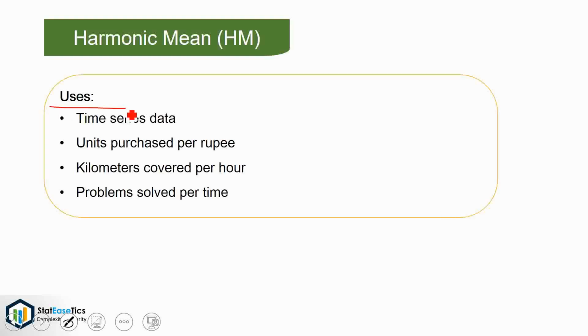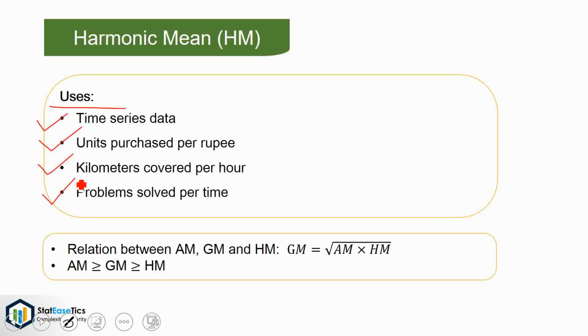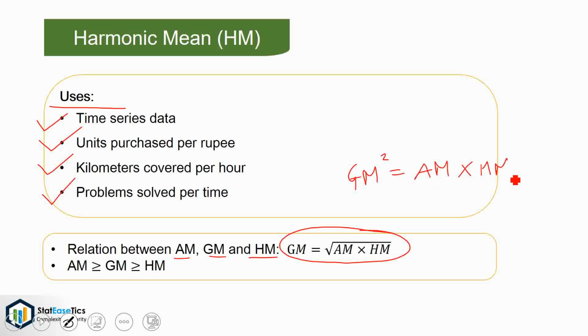Uses of harmonic mean. It is used in time series data, for units purchased per rupee, kilometers covered per hour, problem solved per time, etc. Relation between arithmetic, geometric and harmonic mean is geometric mean is the root of product of arithmetic and harmonic mean. It can also be written as the square of geometric mean is equal to product of arithmetic mean and harmonic mean. Also, arithmetic mean is greater than or equal to geometric mean greater than or equal to harmonic mean.